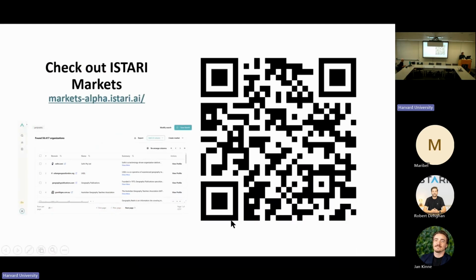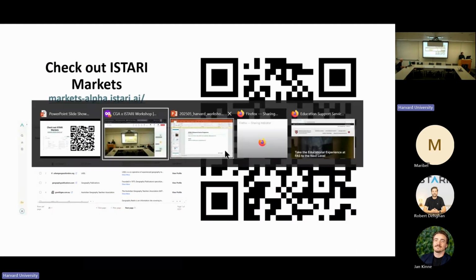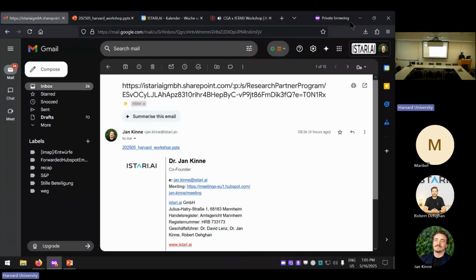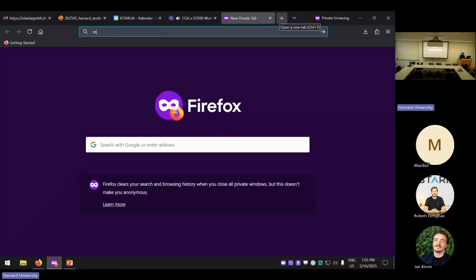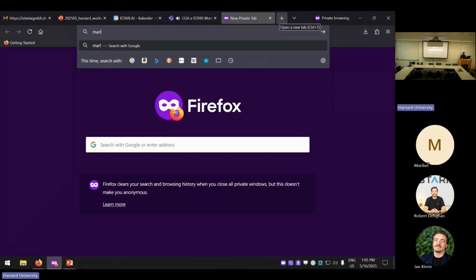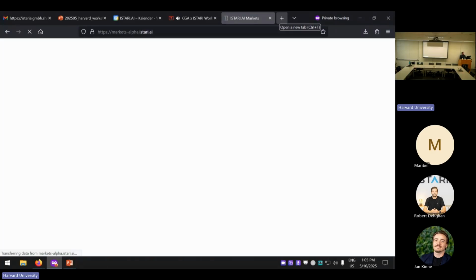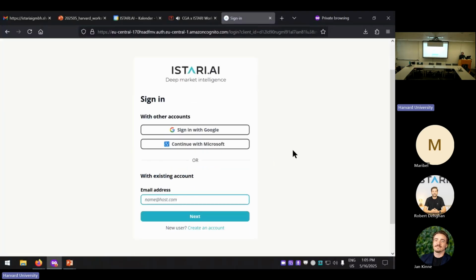Okay, then I would say let's get started with markets. Let me briefly go into it so I can show it to you. If you go to markets-alpha.istari.ai, this is what you will find, right? It's a login page. You can either create an account right away, or you can just sign in with your existing Google account. That's also possible.